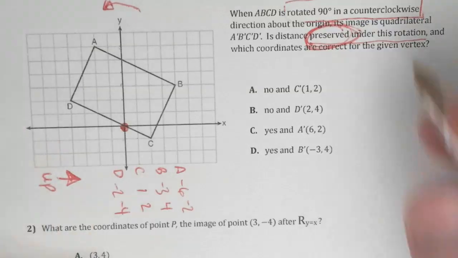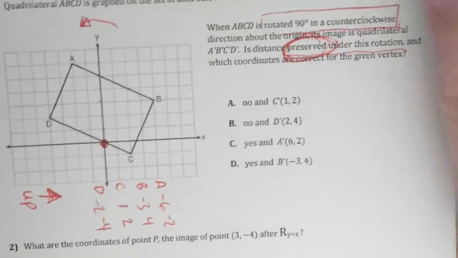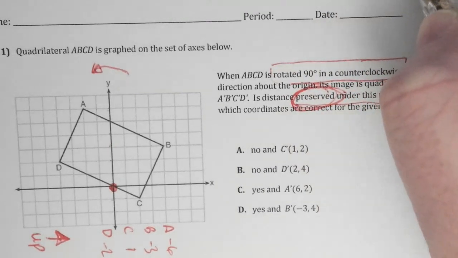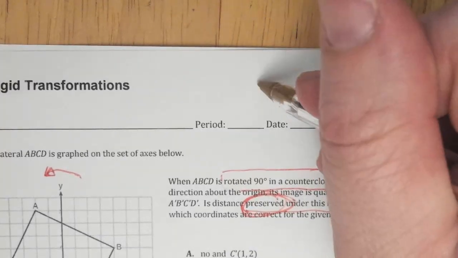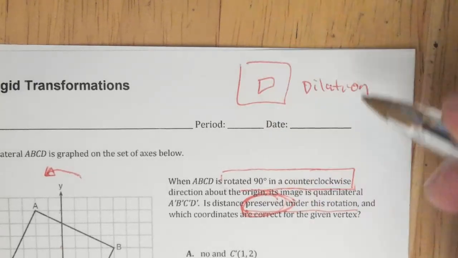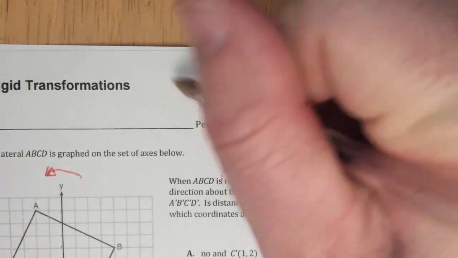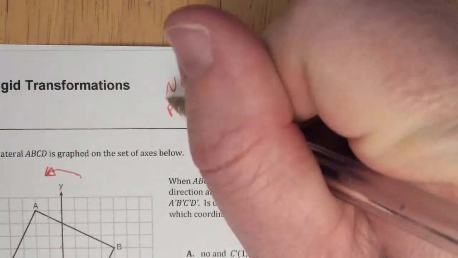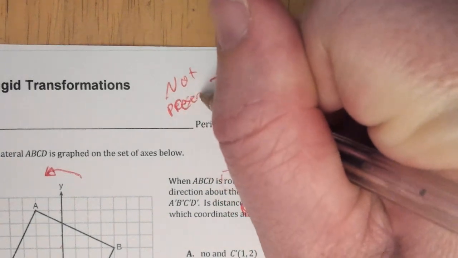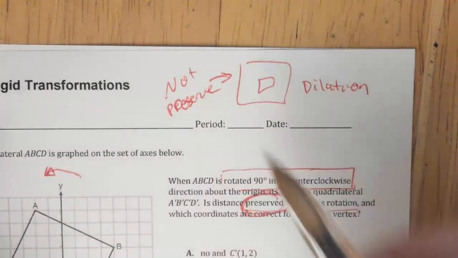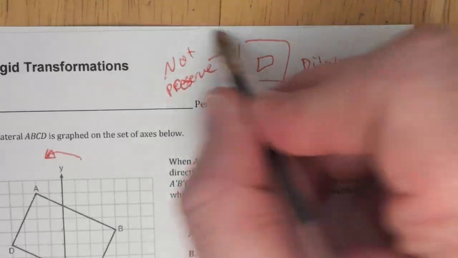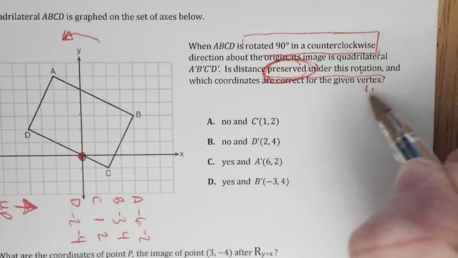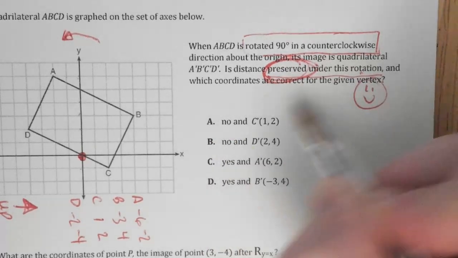So when we preserve, the only one that does not preserve is dilation. Dilation zooms in, zooms out. That does not preserve. So dilation is the only one that doesn't preserve. The other ones do. So rotation does preserve. So that's good. So the answer is definitely a yes.